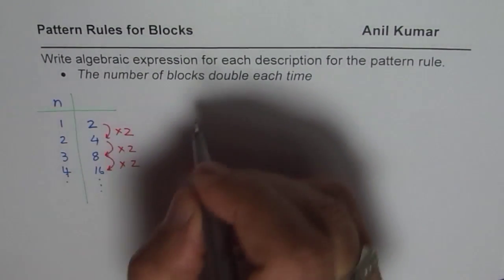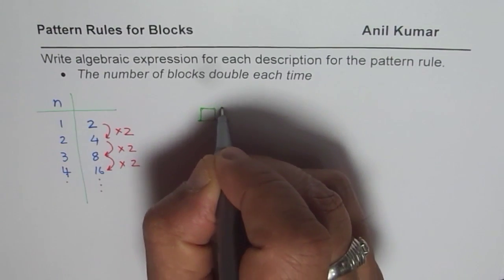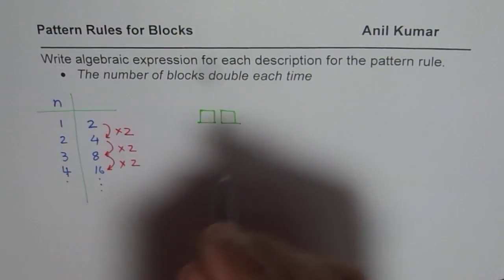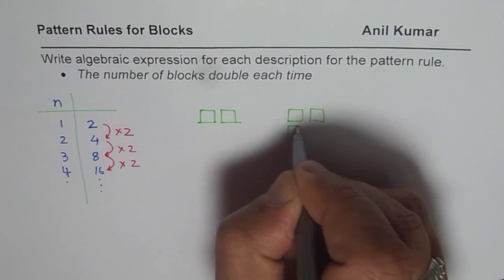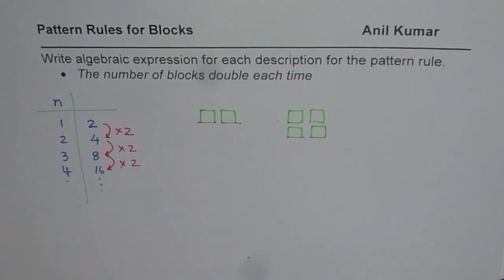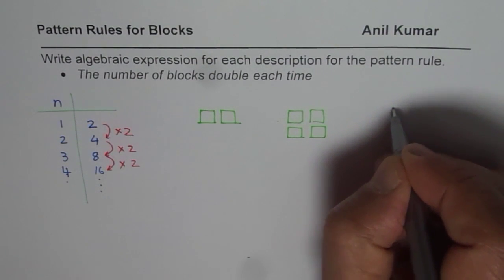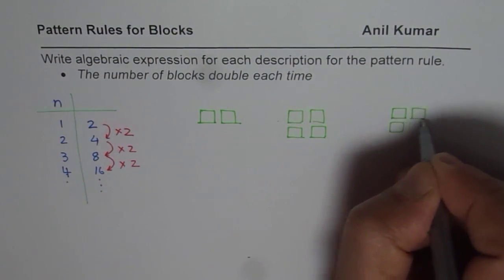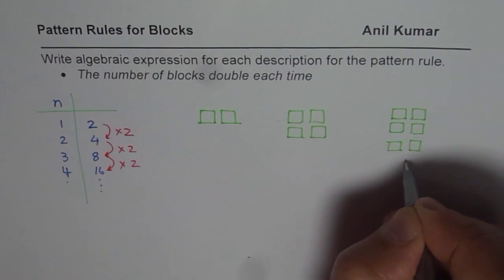Let us say this is the first figure and we have 2 blocks. Next time we have 4 because we are doubling them, right? So we have 2 and we just double them. So we have 4, and then next time we have double of 4, that is to say we have 8 blocks. We already had 4. We have 4 more, right? So we have 8 blocks.